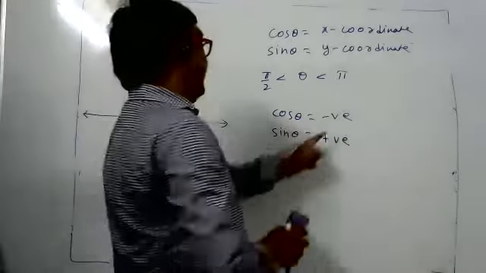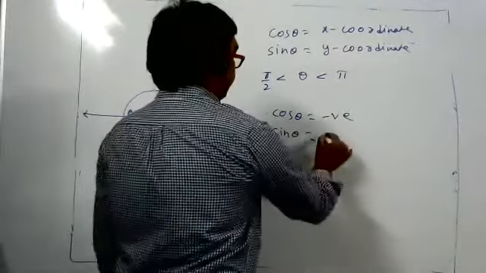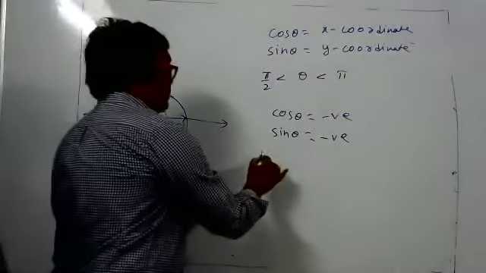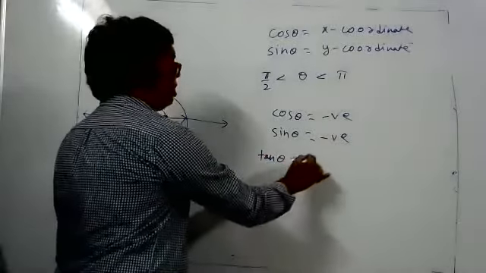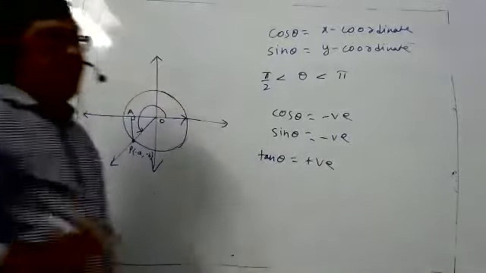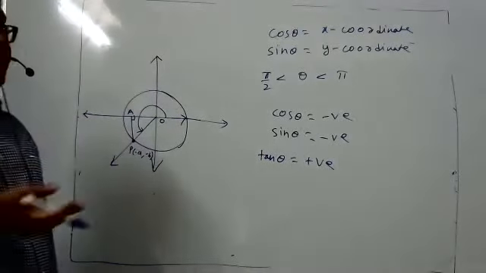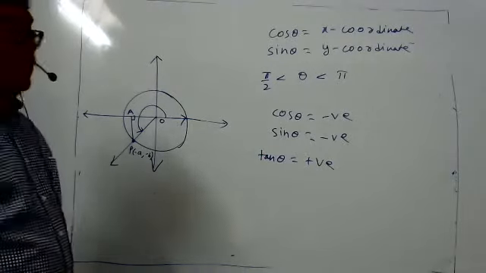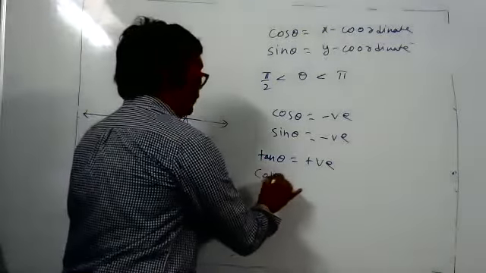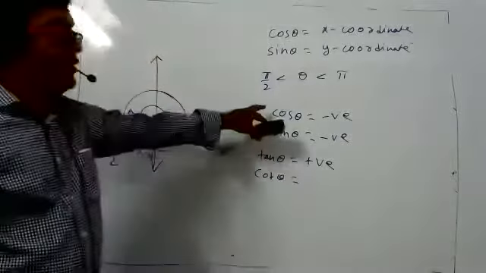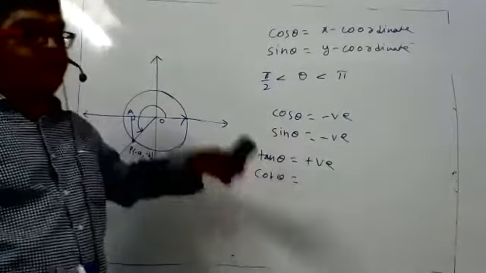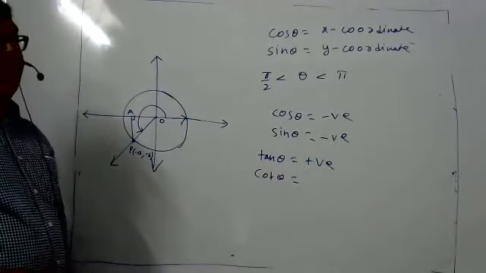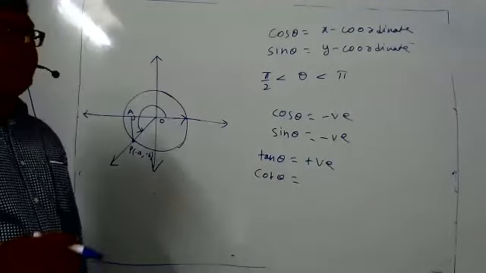So cos theta will be negative. Sin theta will be negative. But what is tan theta? Sin theta by cos theta. Will that be negative or positive? Positive. Cot theta will be positive. But what about the reciprocals of cos theta and sin theta? Those will be negative. Are you understanding? Yes, sir. Analyze it, and if there is a doubt I will attend to it in the next class.